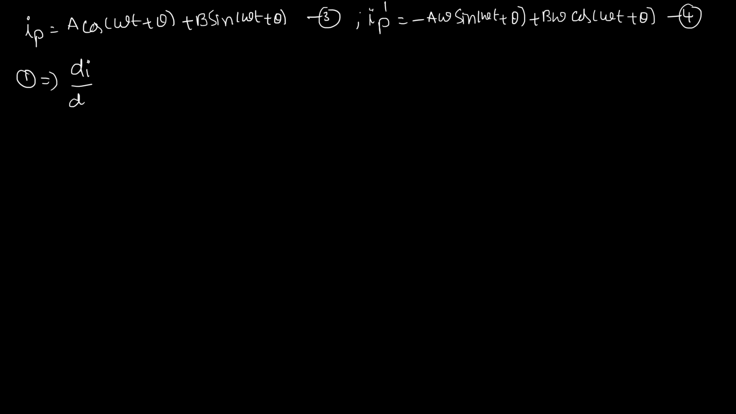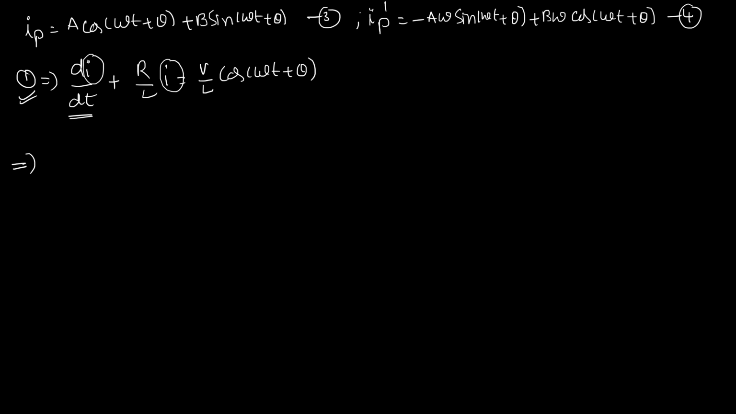di/dt + (R/L)·i = (V/L)·cos(ωt + θ). Now substitute the third and fourth equations into this first equation. Here you need to assume the expression for the current i.